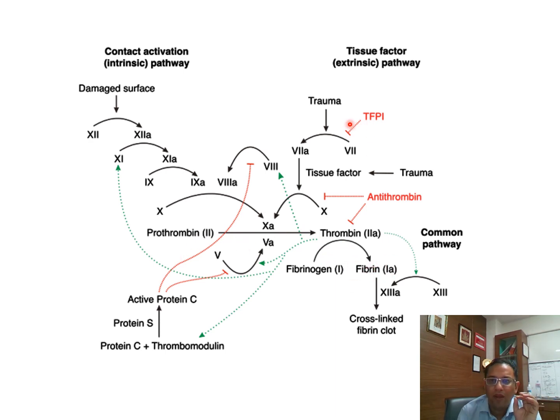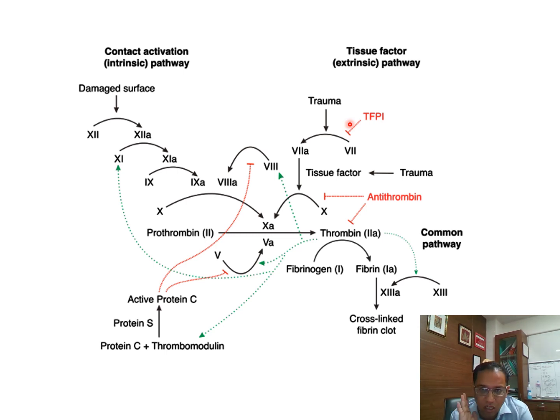So remember, whenever there is a trauma, there is a tissue factor which was present on the tissue side. It gets inside the body and gets exposed to the blood, and then it causes activation of factor 7 to 7A. This 7A acts on the factor 10 and makes it activated to factor 10A, which is a part of the prothrombinase complex.